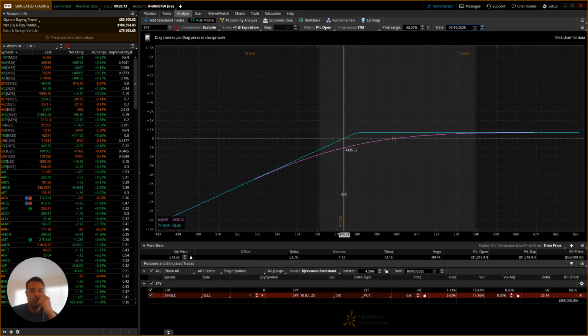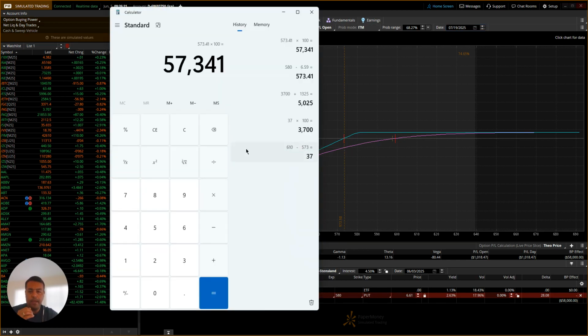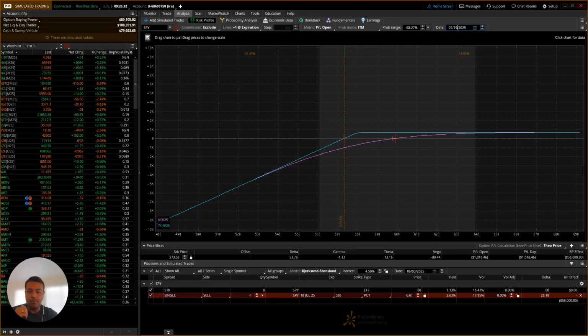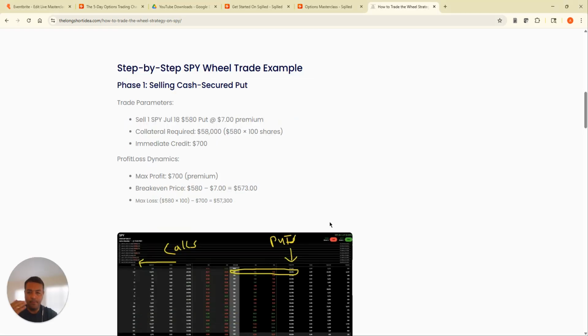Once I have the stock at 580, I am now the owner of 100 shares of SPY at a cost basis of 580 minus the credit that I collected. So 580 minus $6.60, my cost basis is $573.40. That's my cost basis. That's the number I need to have in mind before I do anything on the call side.